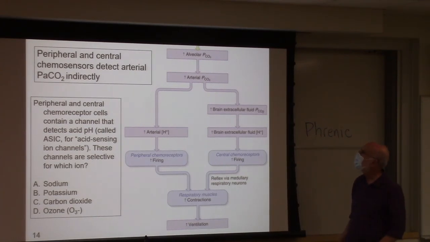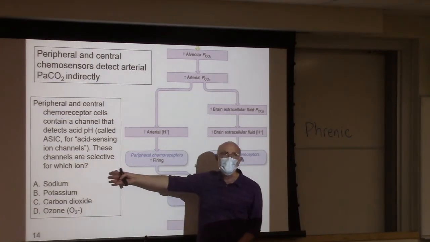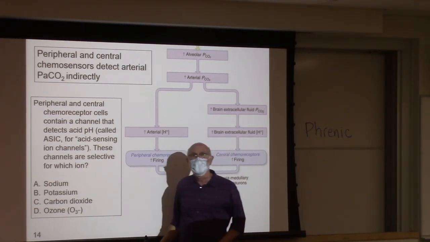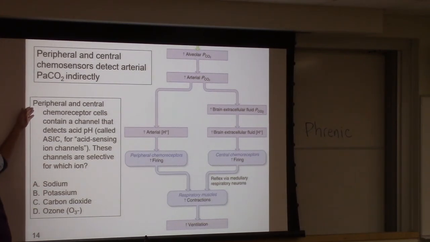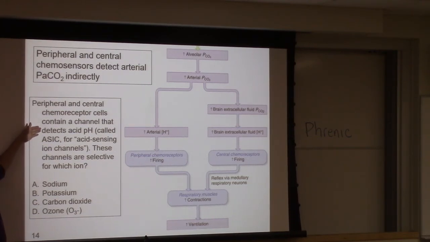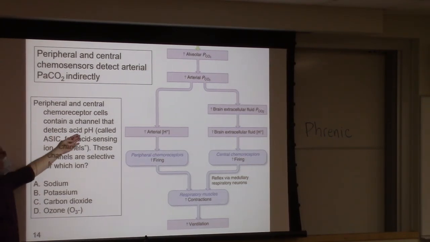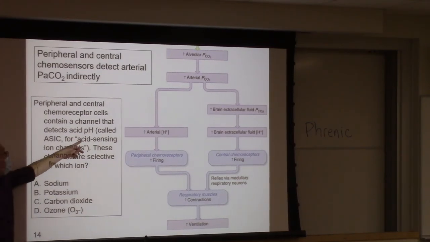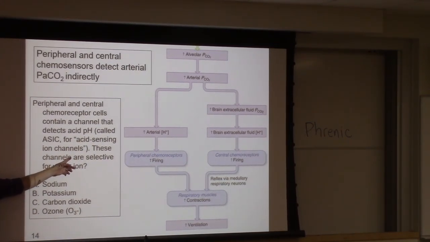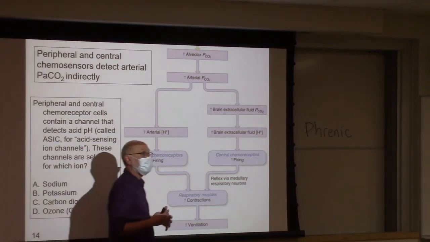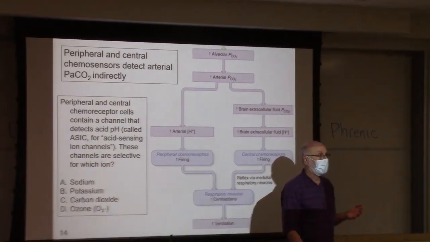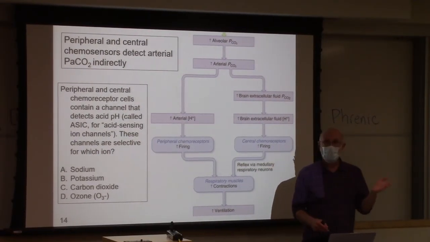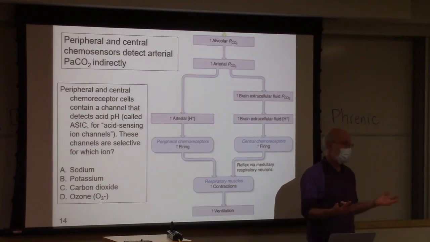This is just a piece of that slide with a clicker over here. So I'll let you work on this independently. I'll just read it to you first and then let you work on it. Chemoreceptors, chemosensors, have a channel that detects pH. It's called the acid sensing ion channel. So there's a channel that detects acid. It's not a channel for protons. It's a channel that detects protons.